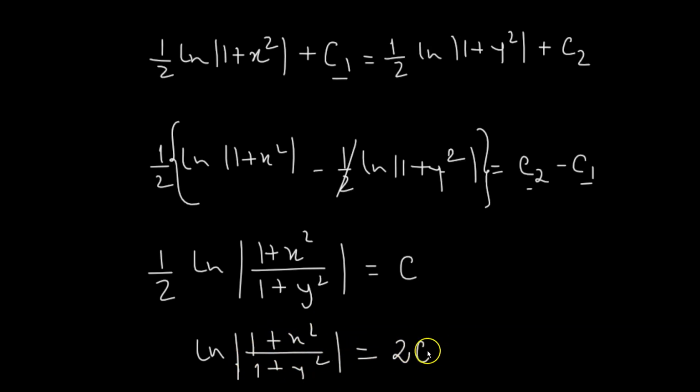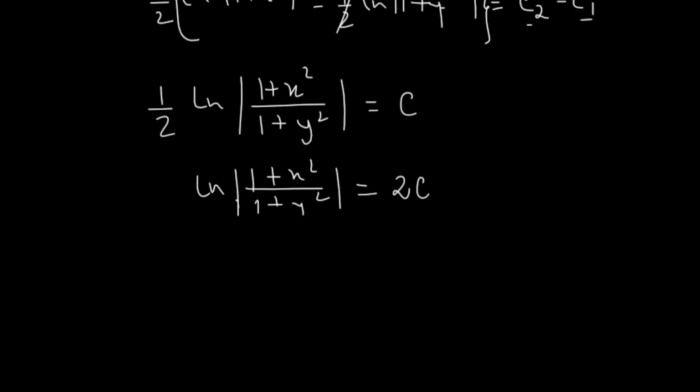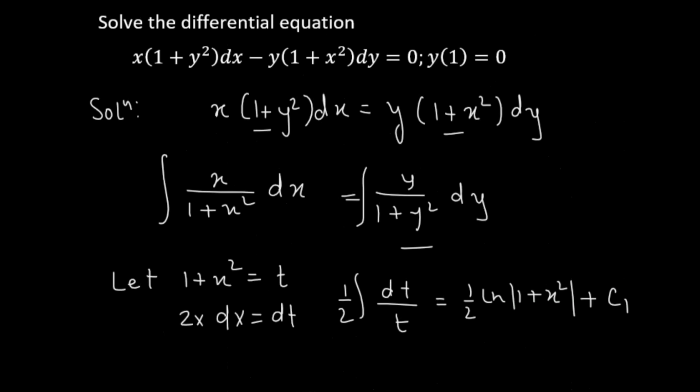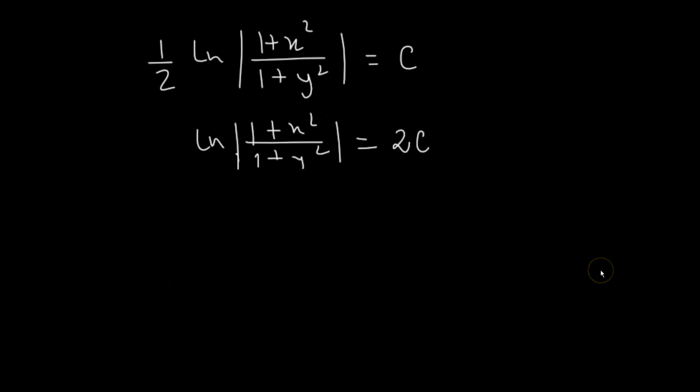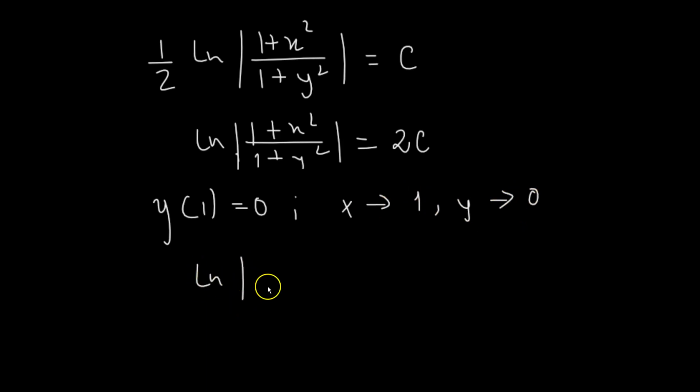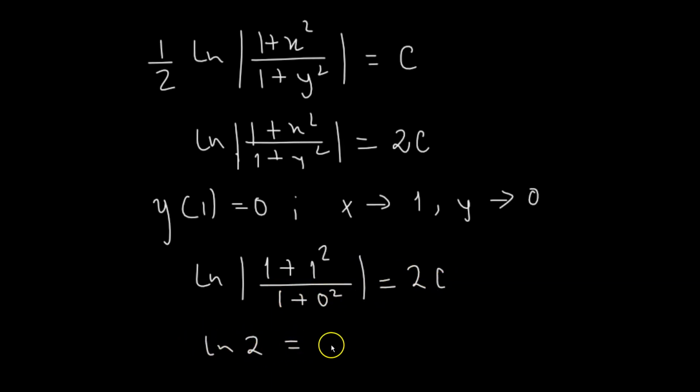Let's try to figure out the value of this particular constant c. We are given the initial conditions: y of 1 is equal to 0, which means that when x approaches 1, y approaches the value 0. Let's plug this value in. We have natural log of 1 plus 1 squared divided by 1 plus 0 squared equals 2 times c. So that gives us natural log of 2 is equal to 2 times c. Solving for c, we have c is equal to half natural log of 2.